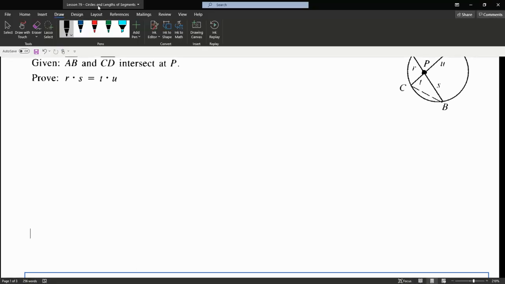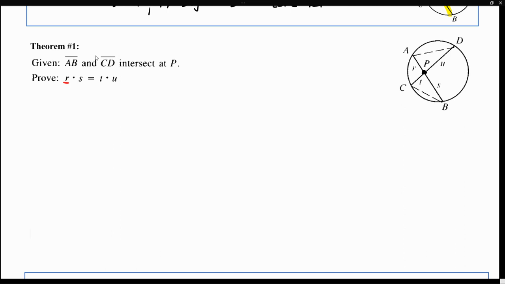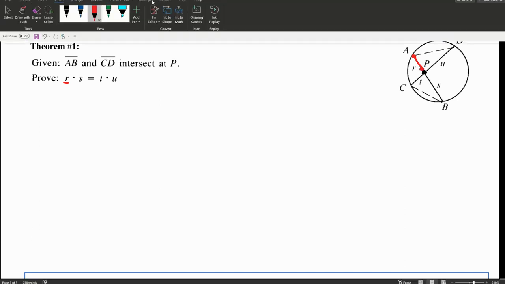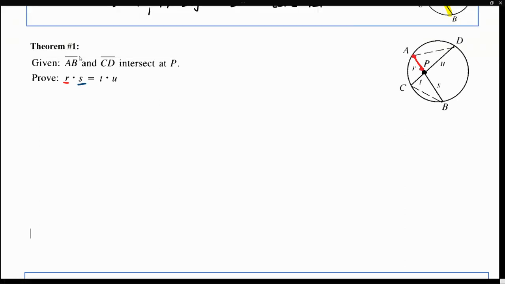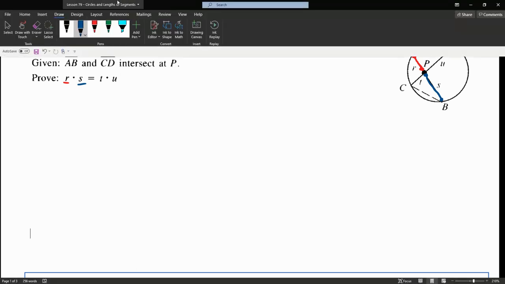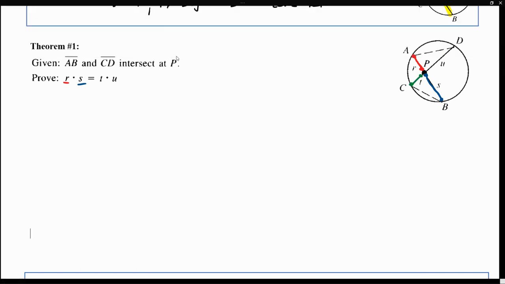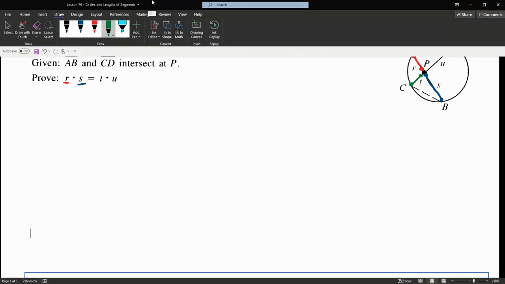And what we're trying to show is that if I get the value of one of those segments of those chords, which in this case is R, so if I get this little piece of a chord and I multiply it by the other segment of the same chord, if I multiply those two chord segments, that's going to be equivalent to T, which can be seen here, times U.